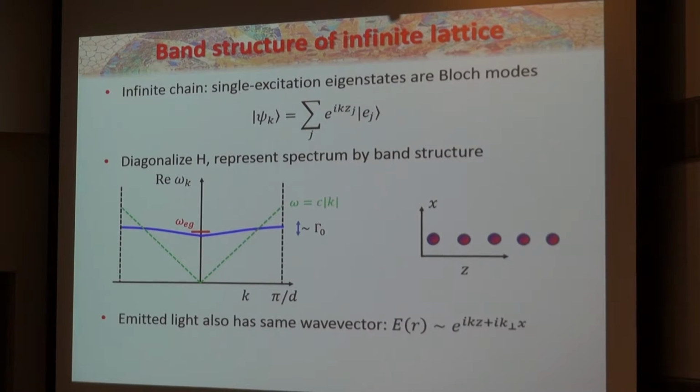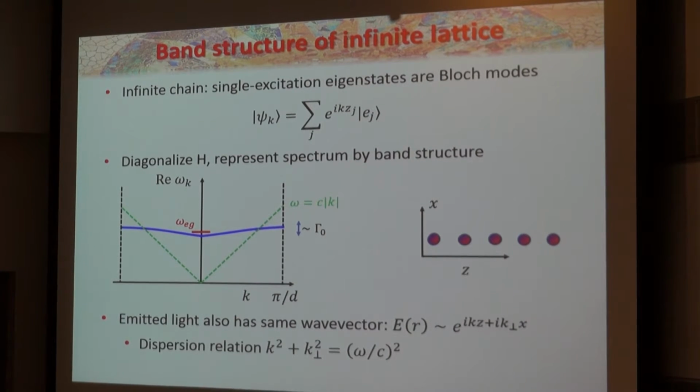Okay? At the same time, it's allowed to have some kind of transverse structure. So let me just take a plane wave decomposition of that. So I'm allowed to have some kind of structure for the electromagnetic field transverse to the chain with some perpendicular k vector, k perp. Okay? And because I have an electromagnetic field, it has to satisfy Maxwell's equations. In other words, the dispersion relation has to be that k squared, the k vector in the direction of propagation, plus k perpendicular squared equals omega over c squared.